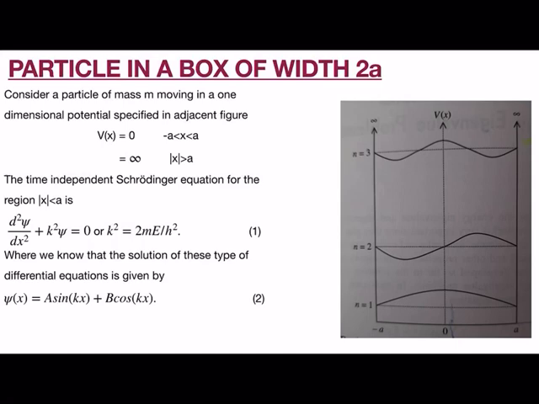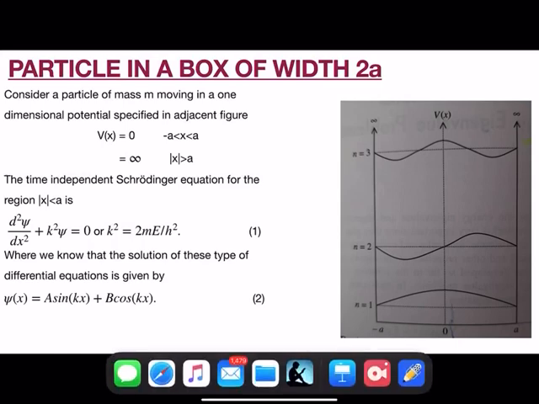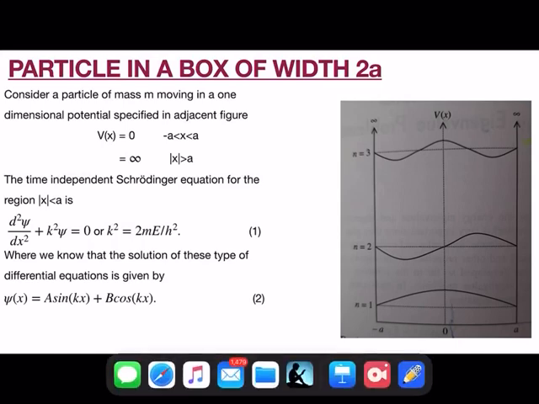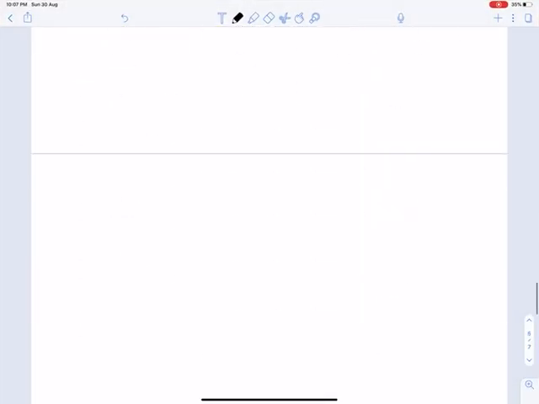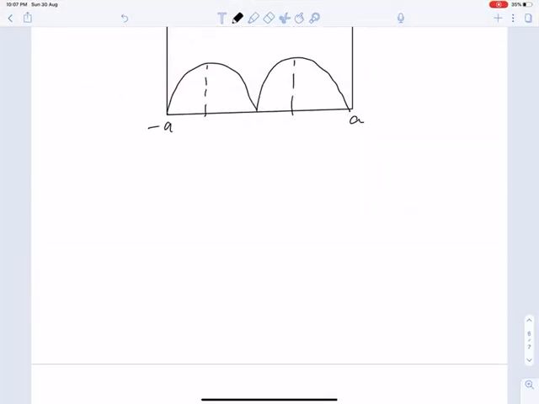From the time independent Schrodinger equation, equation 1 is only the time independent Schrodinger equation. If you don't know, I can write how equation 1 can be written. This is just the time independent Schrodinger equation. We have written it in this form.